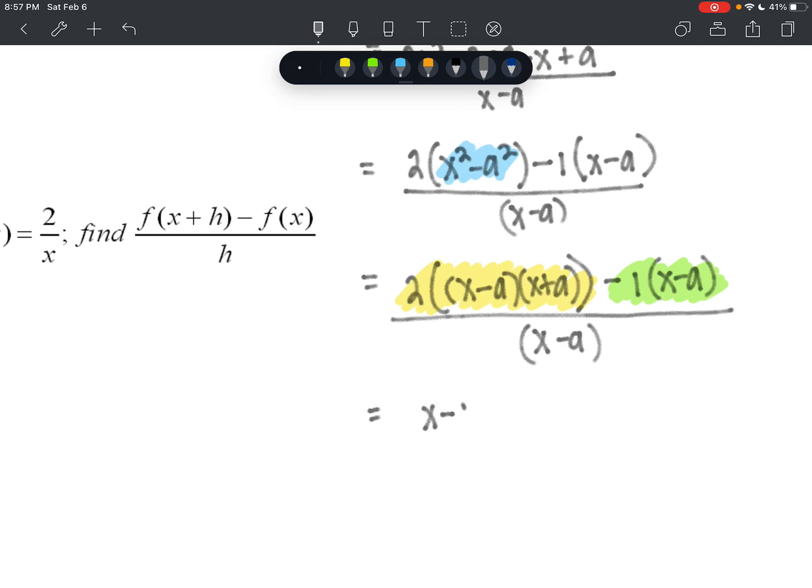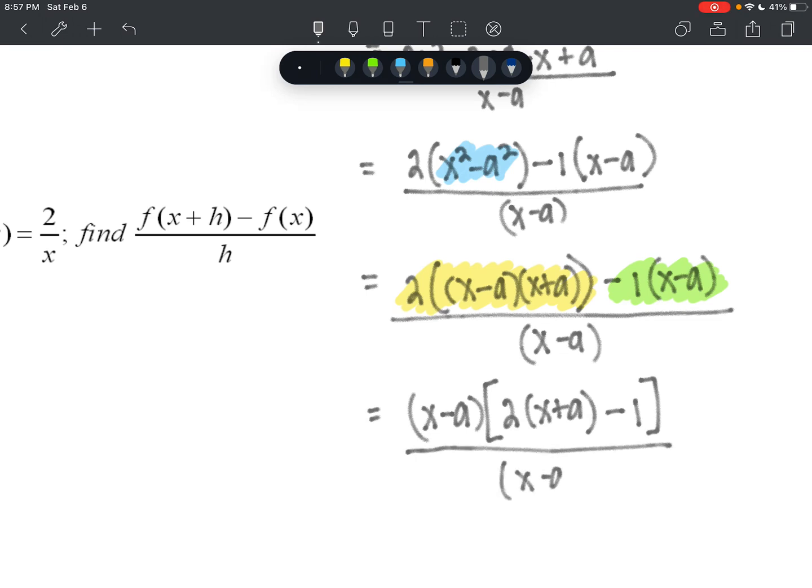I'm going to factor that x minus a out. And then what's that going to leave me? It's going to leave me 2 times x plus a minus 1, all over x minus a. Okay, so I factored out this x minus a. Factored it out because it was common to both of them. And this is where it went. It went right there. And then what was left over?